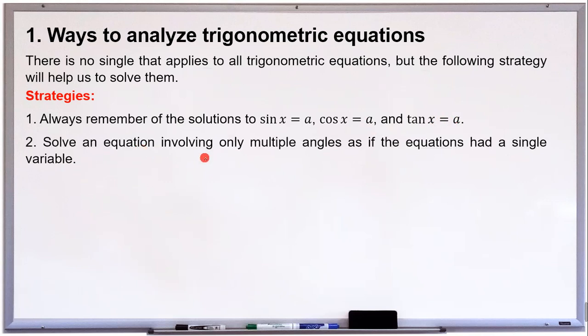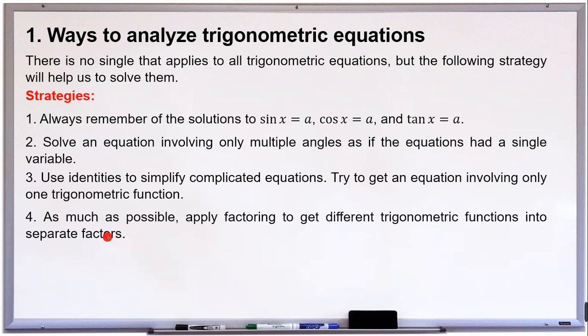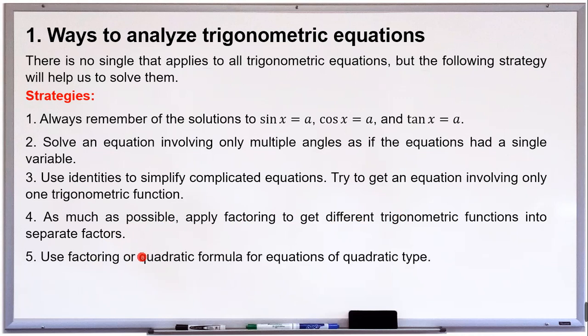Next, solve an equation involving only multiple angles as if the equation had a single variable. Number 3, you can use identities to simplify complicated equations. So don't forget those trigonometric identities that I discussed in the previous video. Try to get an equation involving only one trigonometric function. And number 4, as much as possible, apply factoring to get different trigonometric functions in separate factors. Then use factoring or the quadratic formula for equations of quadratic type.